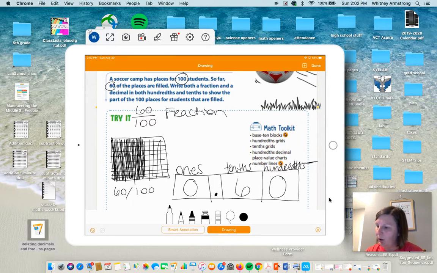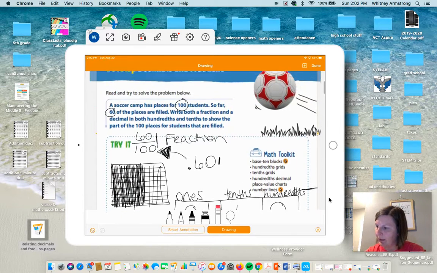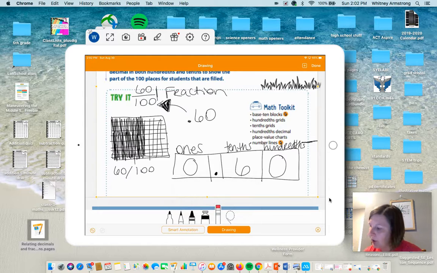Okay, so 0.60 is the same as 60 over 100. That means the exact same thing. So you read it the same way. 60 hundredths, which is here, is the same thing as 60 hundredths here. So same thing, you're getting the exact same thing there. Right, so that gives you an example.